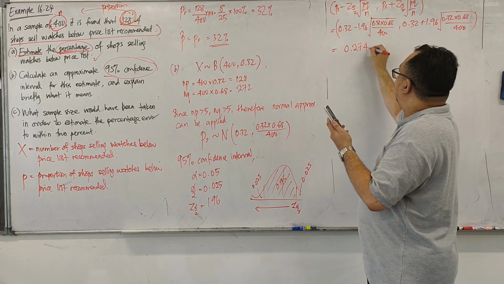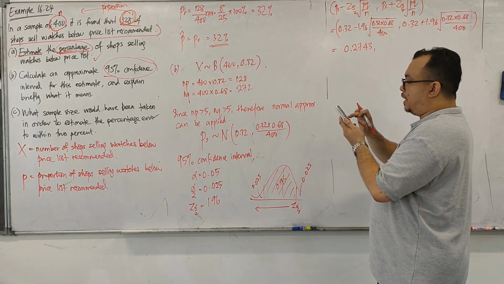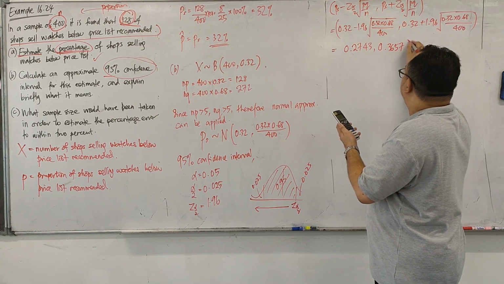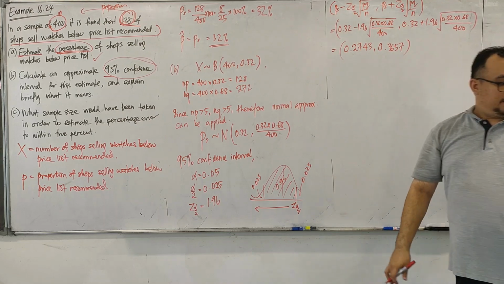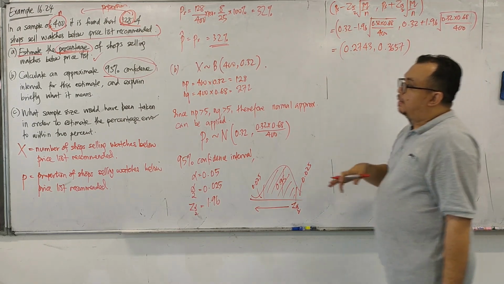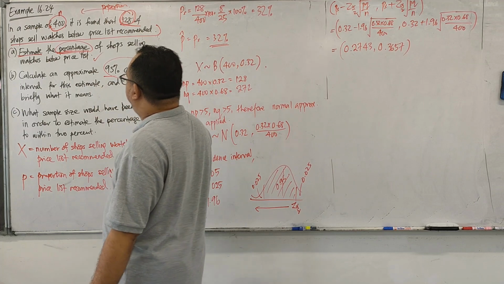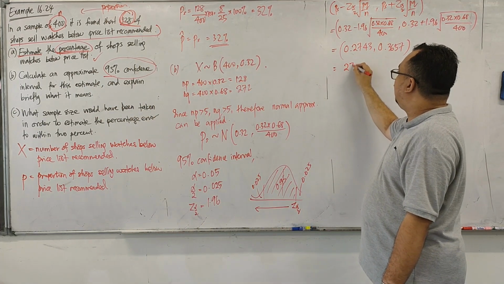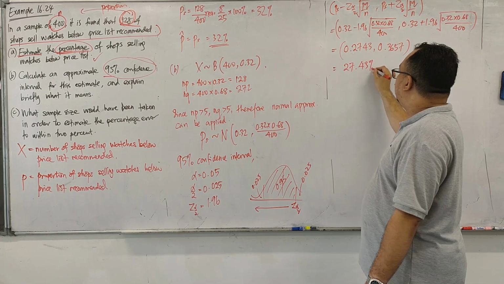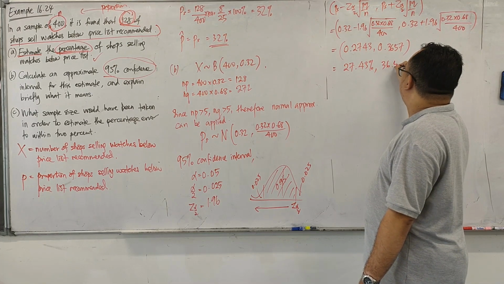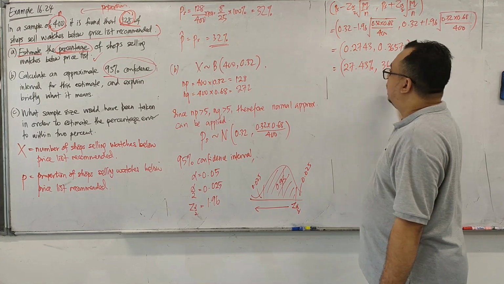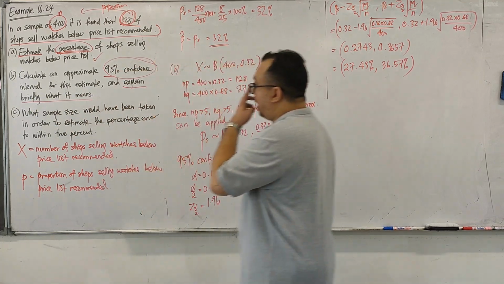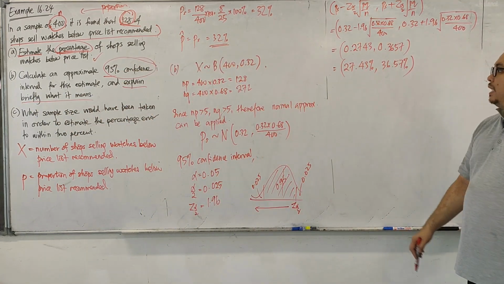0.2743. Okay, you change from minus to plus, 0.3657. This one adalah in terms of decimal. Okay, tapi soalan minta dalam bentuk percentage, so saya boleh tukar balik dalam bentuk percentage. This one akan jadi 27.43%, 36.57%. Okay, and explain briefly what it means by the 95% confidence interval.